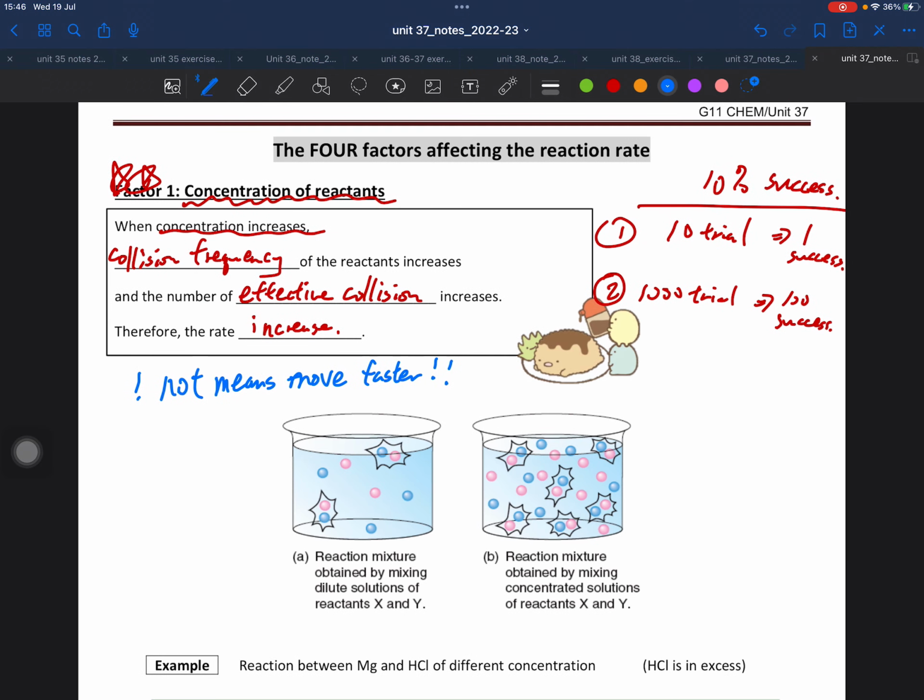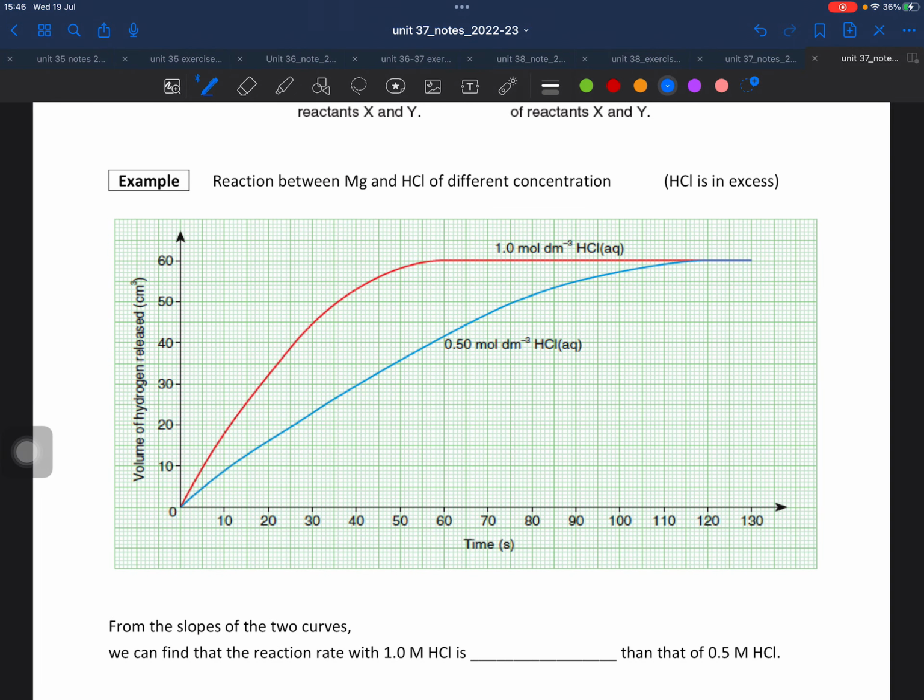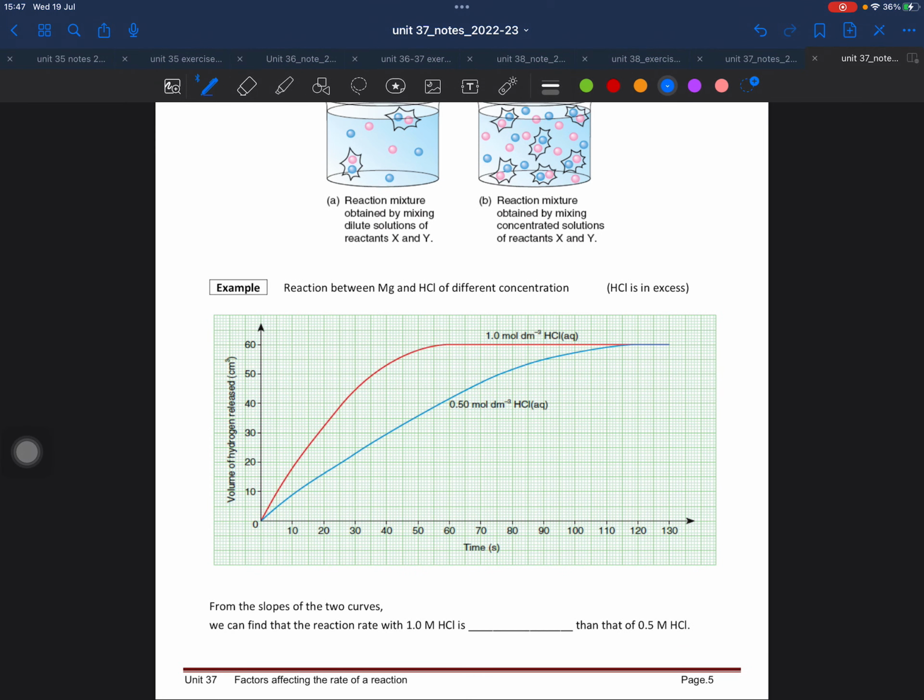The chance of success will not increase or decrease, even though you have a higher concentration. So you can see, in this case, HCl is in excess, right? So with higher concentration, the reaction will end earlier. The less concentrated one will last longer, but they get the same amount of product. That is the point.